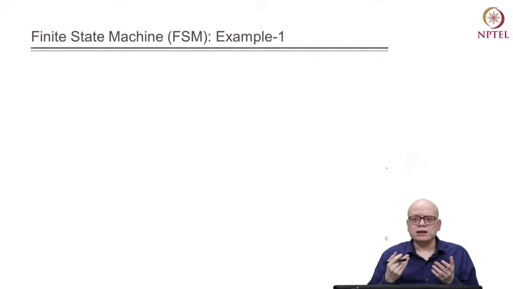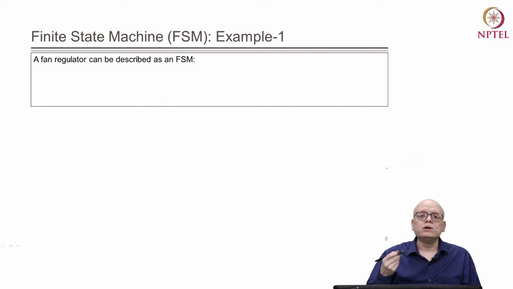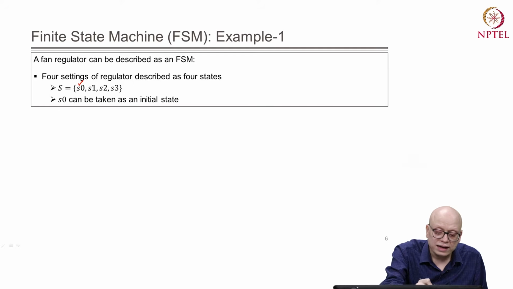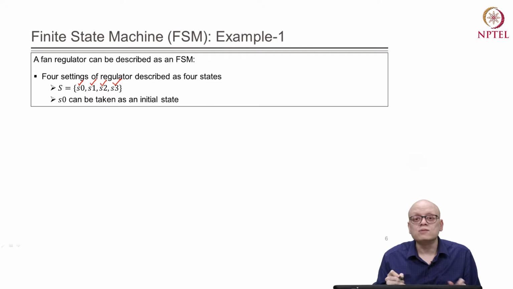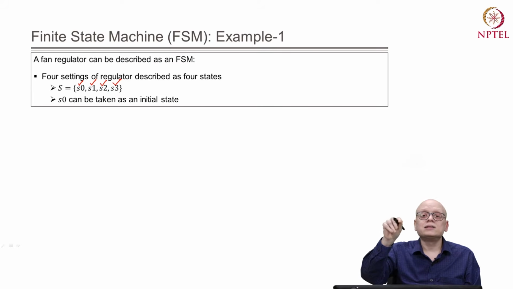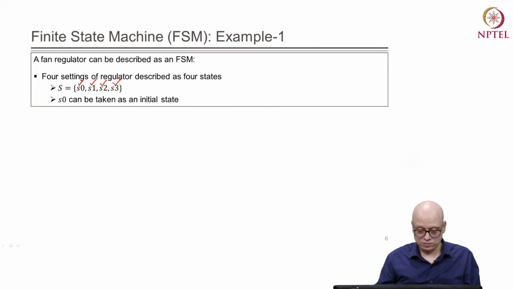So, now let us look into a very simple example to understand what is an FSM. Let us consider a regulator of a fan. It can be described as an FSM, and we suppose that in this fan regulator there are 4 settings. We label them as S0, S1, S2 and S3. These are 4 settings, and we consider them as states: S0 state, S1 state, S2 state and S3 state. And we say that the initial state is S0. For example, we start with the state S0.